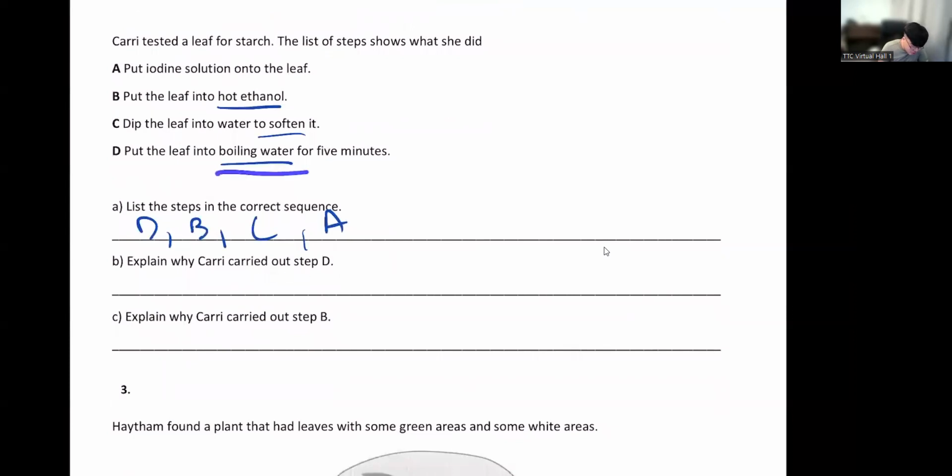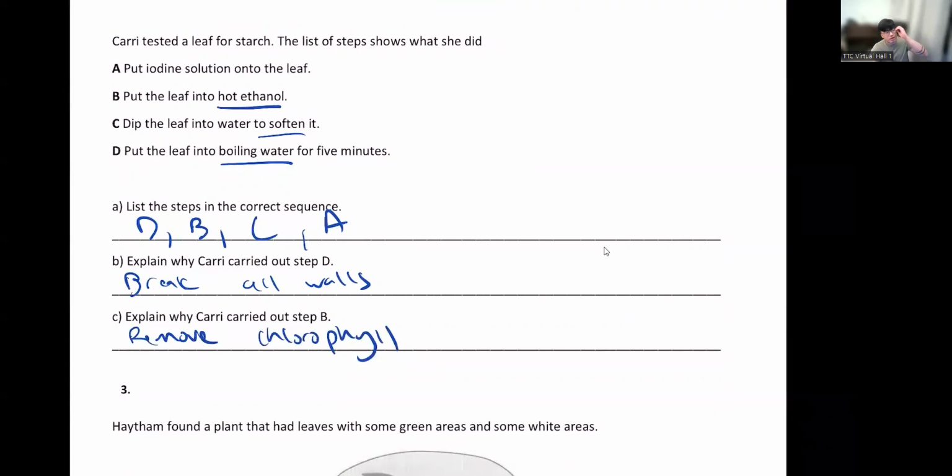B, explain why Carrie put the leaf in boiling water. This is to break the cell walls. And then explain why Carrie carried out step B. This is to remove chlorophyll.